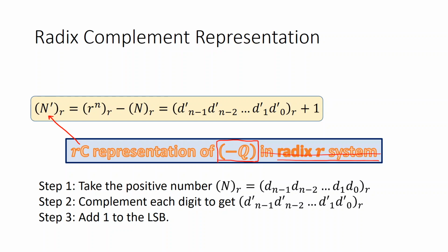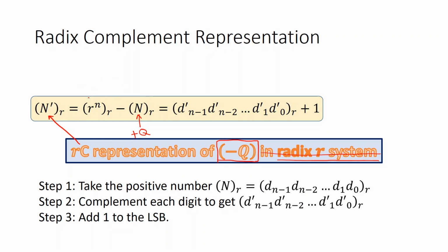Suppose you are already given the positive number. Positive number means a number which is representing a positive quantity. Suppose you already know that. Then the radix complement representation of the negative quantity: if you know that n is the radix complement representation of the positive quantity plus q, then we say that the radix complement representation of minus q is n dashed.